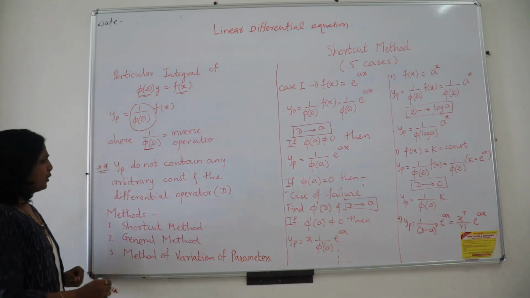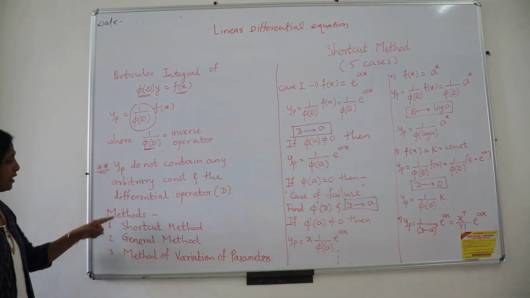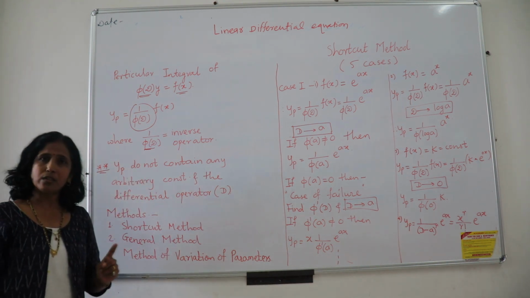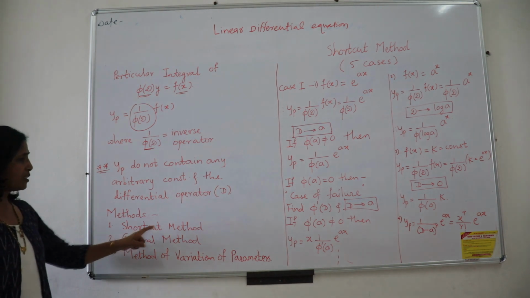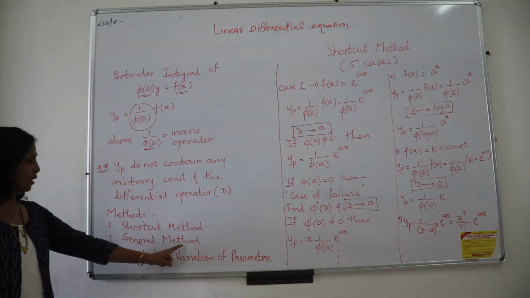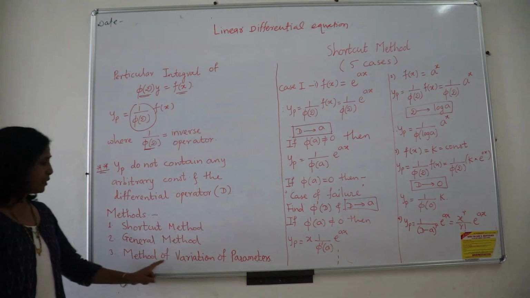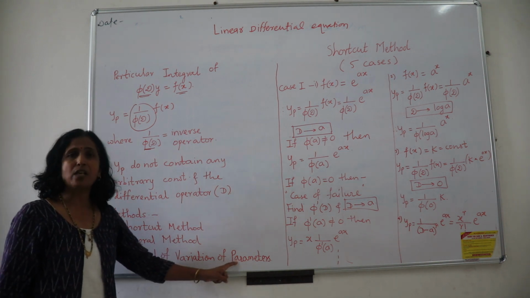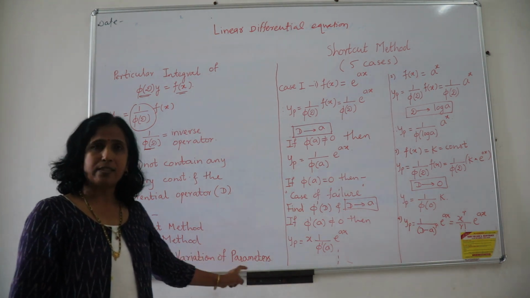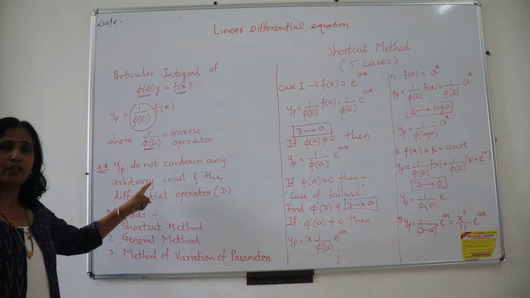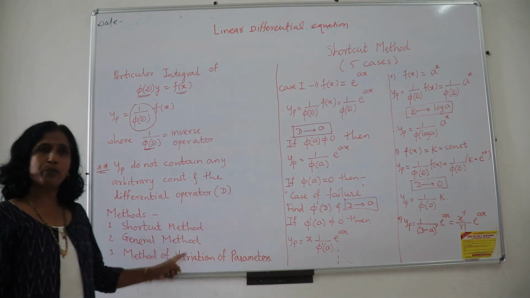We have to deal with three different methods in this complete unit. The first one is the shortcut method, the second one is the general method, and the third one is the method of variation of parameters. As far as our scoring is concerned, we have changed the order. This order is somewhat different in the books.